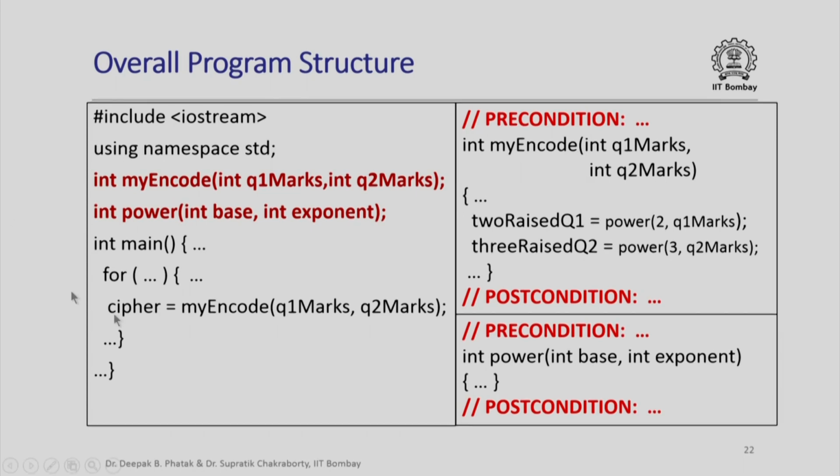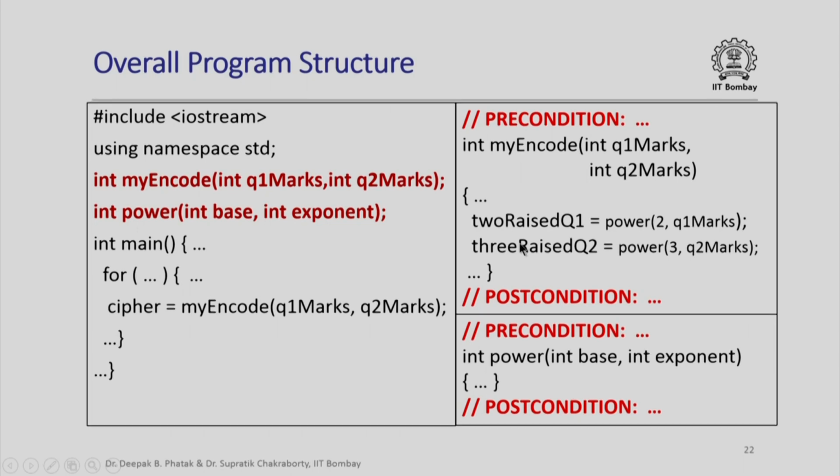So here is how the overall program structure might look like. I have declared two functions that I want to use. I have declared what kind of arguments they take, what kind of values they return. Here is my main function, which calls the function myencode, provides two arguments to it. The function myencode has its own preconditions, post conditions, and it in turn invokes the function power and provides arguments to it. The function power has its own preconditions, post conditions, and it raises the base to the exponent and returns that value.